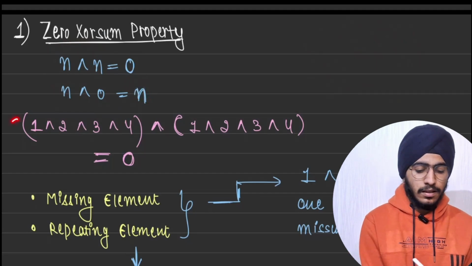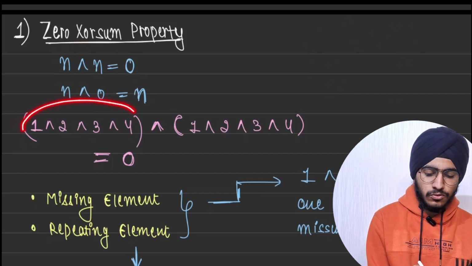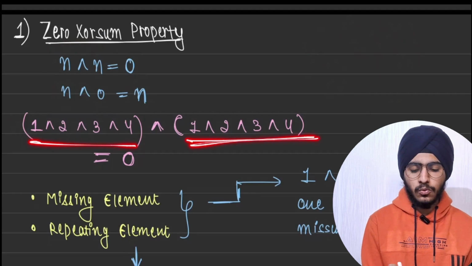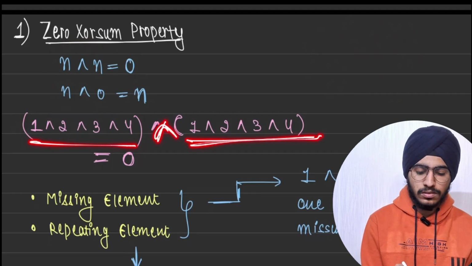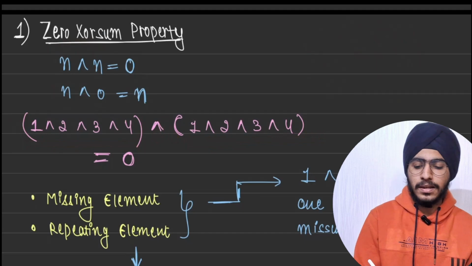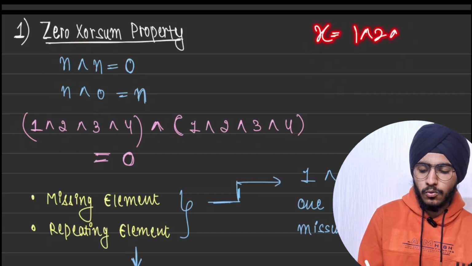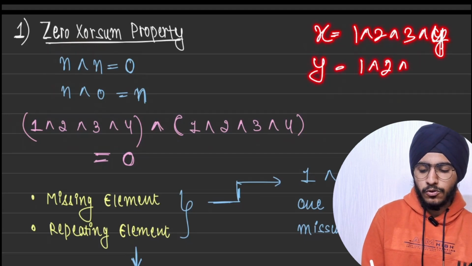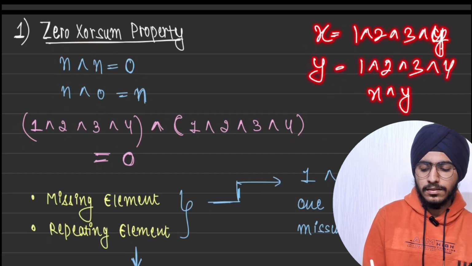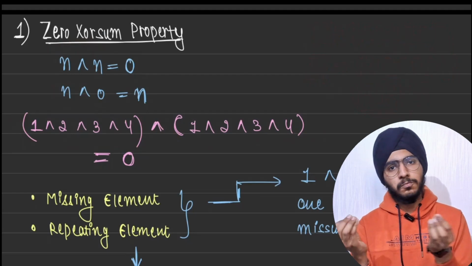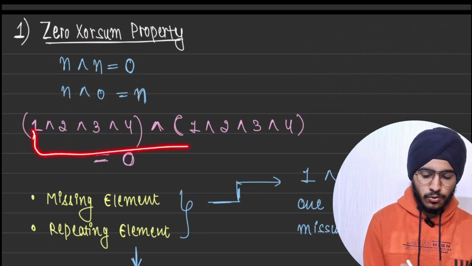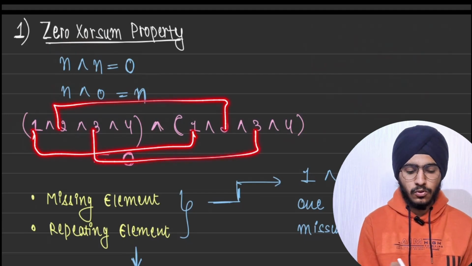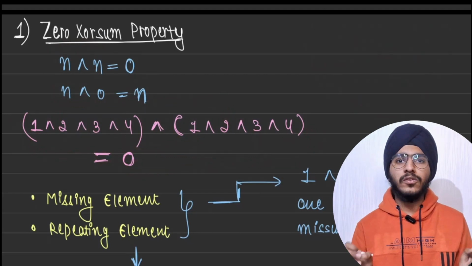From this, let's understand that if we are doing XOR from 1 to 4, that is 1, 2, 3, 4, and we are again doing XOR of 1, 2, 3, 4, it means, for example, if I say x is the XOR of 1, 2, 3, 4, and y is the XOR of 1, 2, 3, 4, and I say x XOR y, then what will I get? 0. Why? Because it's pretty obvious: 1 XOR 1 is 0, 2 XOR 2 is 0, 3 XOR 3 is 0, 4 XOR 4 is 0. Now, how will this trick be useful?